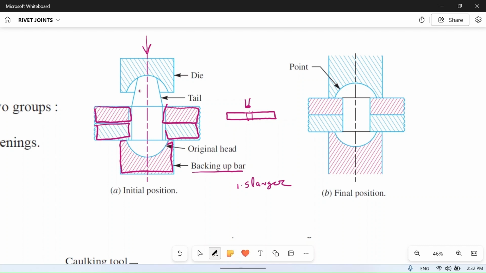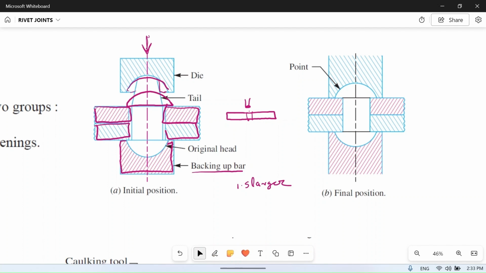And this material expands due to the force and it will fill, so it will become like this, okay, after we press it. But if it is a very strong rivet or very large diameter, then we can use a hydraulic press. We can use a hydraulic press, and riveting is also done in two manners.